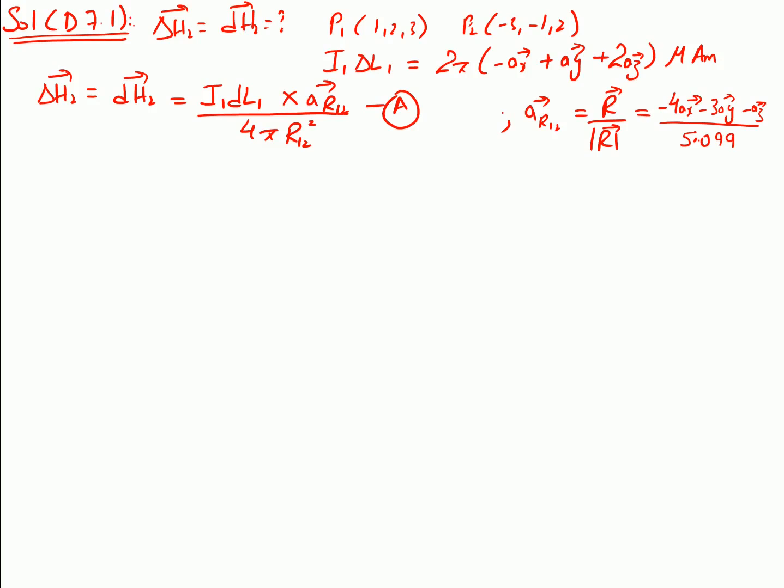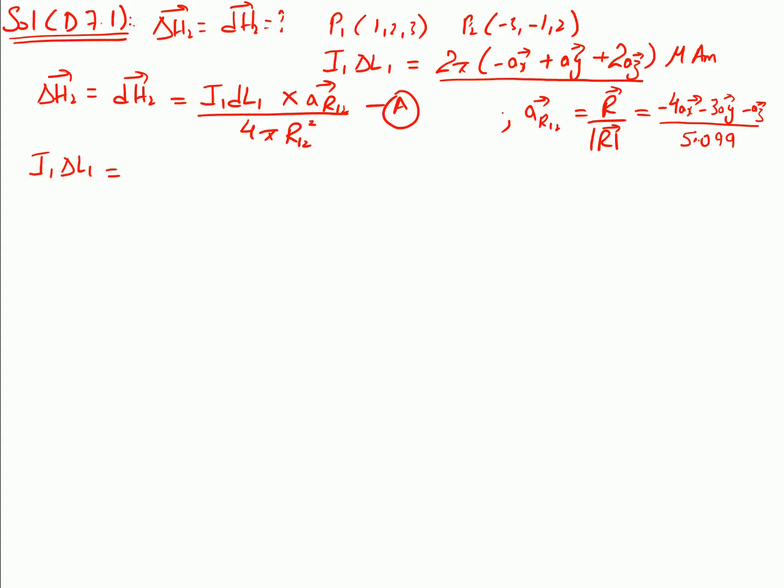So the next thing we can do is find the I dl1. So what is I dl1? Let me use this portion. So I1 delta L1, where I1 is 2 pi in this equation. So we can simplify this.